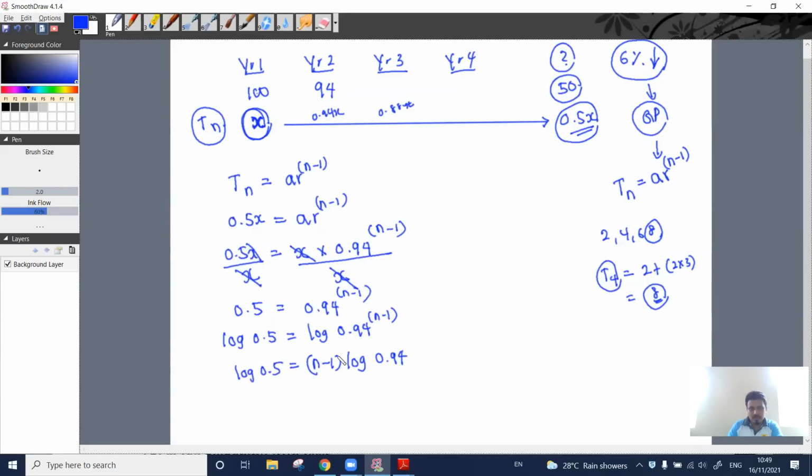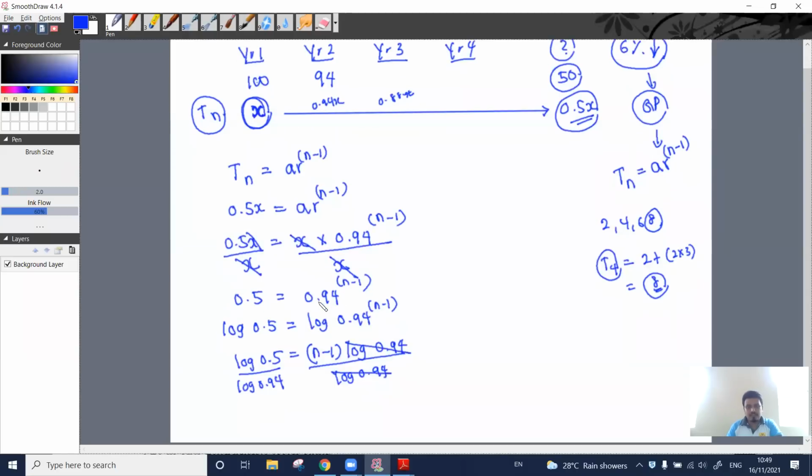Then what can we do? We need to find n. To find n, first divide both sides by log 0.94. So this one to this one we can cancel. We will be left with what? n minus 1 equals what? 11.2. Directly from the calculator, we can take the answer. This one divided by this. So the n value should be equal to what?